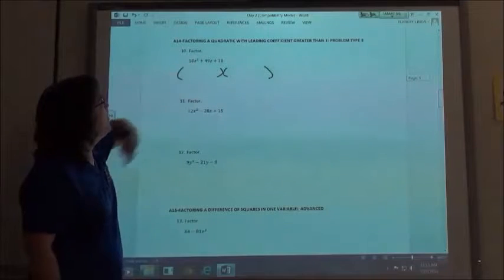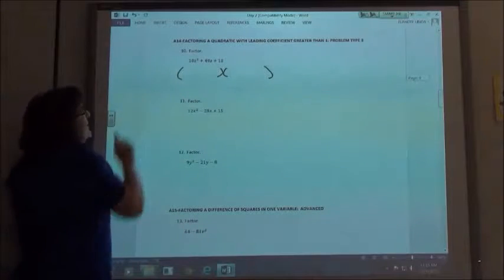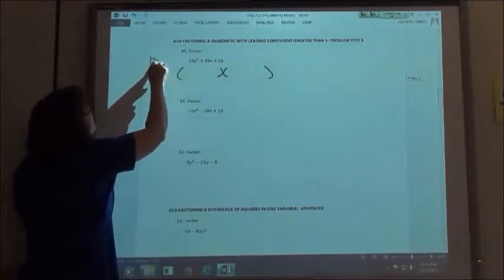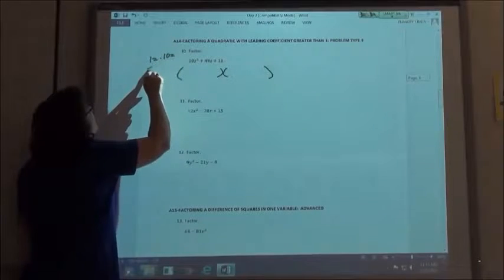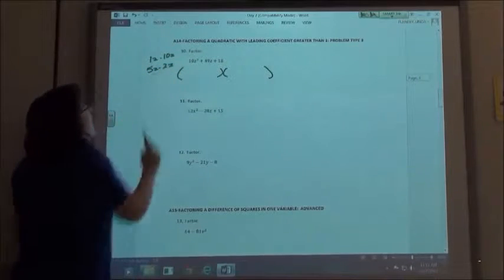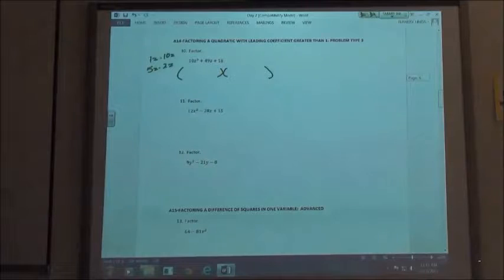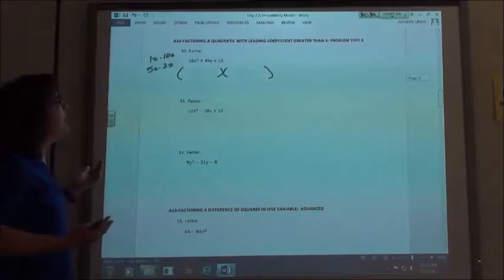I start by factoring my first term. 10z squared could either be 1z times 10z or 5z times 2z. I really don't know which pair it is. I'm just going to do guessing and checking. And if one pair doesn't work, I'm going to try the other pair.